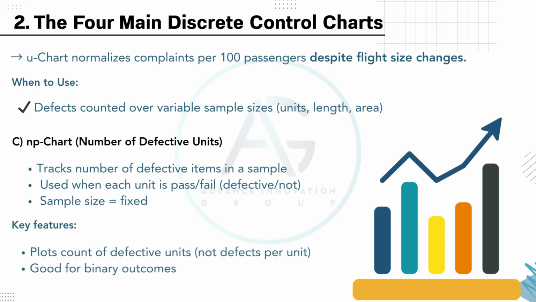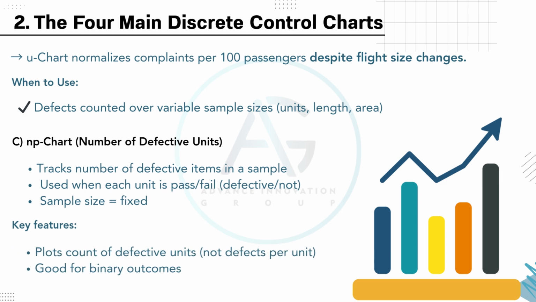Next, let's look at the NP chart, which is used to track the number of defective units in a sample. Unlike the U chart or C chart that track number of defects, the NP chart focuses on whether the item itself is defective or not. It's a binary outcome: pass, fail, good, bad.